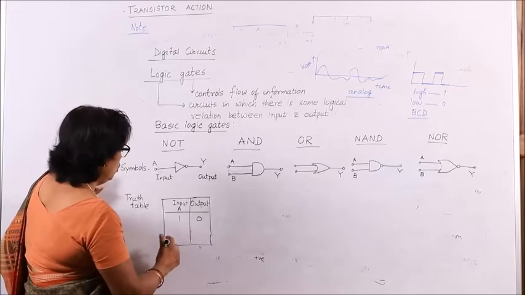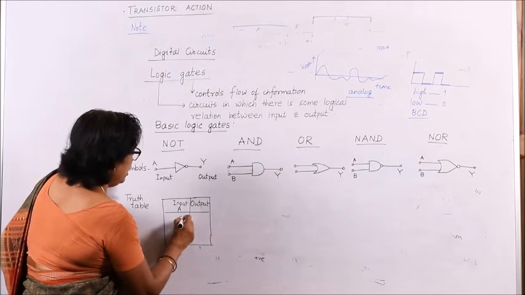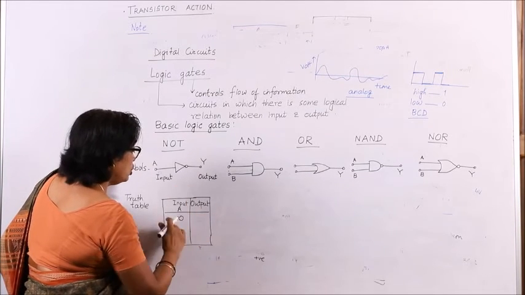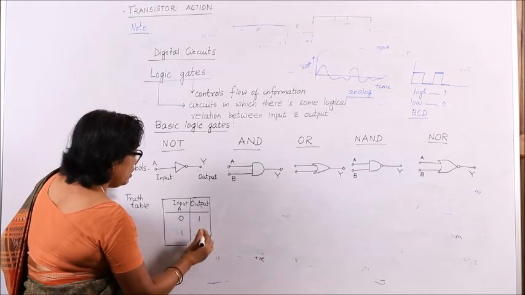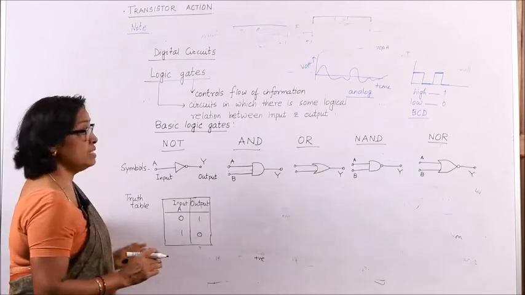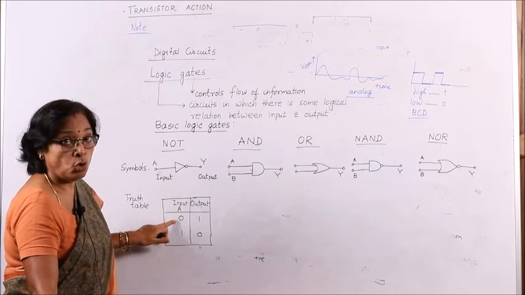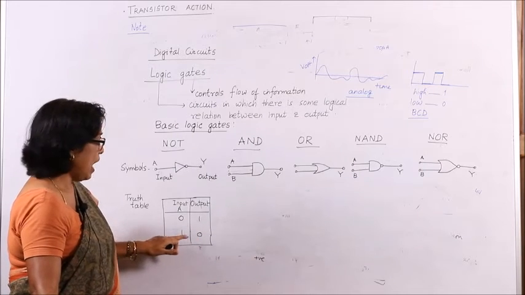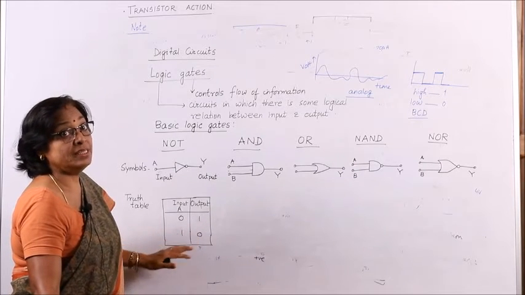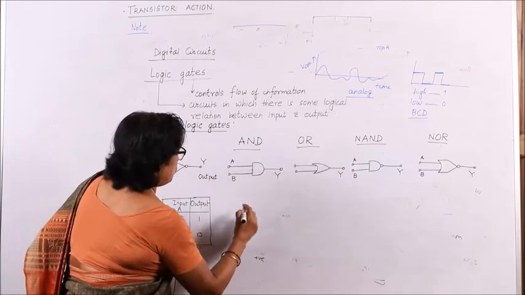When input is, let me first start with 0. When input is 0, output is NOT 0 means 1. When input is 1, NOT 1 means 0. So this is a circuit in which when the input is low, output is high. When input is high, output is low. Then that circuit will be used as a NOT gate.